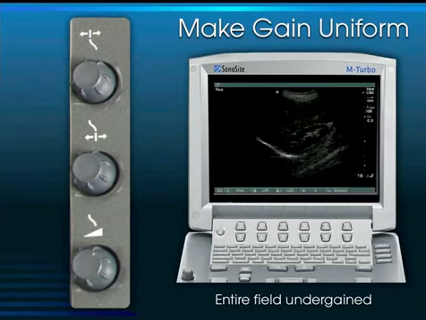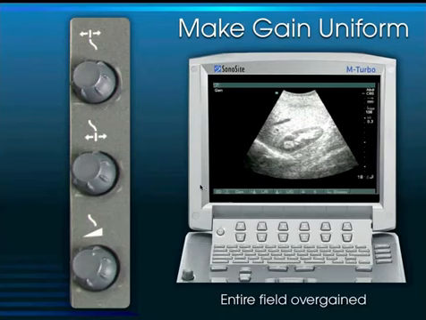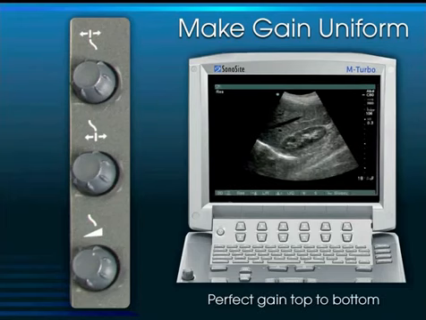And as I do so, well, now the whole screen is uniform, but the entire thing is uniformly undergained. So what I'm going to need to do is uniformly increase that amount of gain, and as I do, now I went a little too far. You see the whole field is overgained, and you're starting to lose information here where I'm looking for anechoic fluid in Morrison's pouch between the liver and the kidney. Well, now I've overgained it, so I can't tell if there's fluid there. So I'm going to go ahead and turn down my overall gain just so my gain is perfect. And now I've got uniform gain top to bottom.